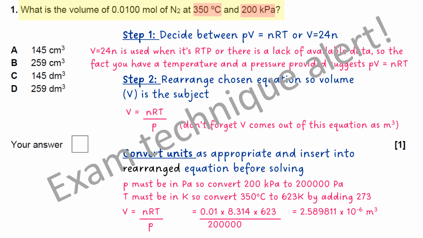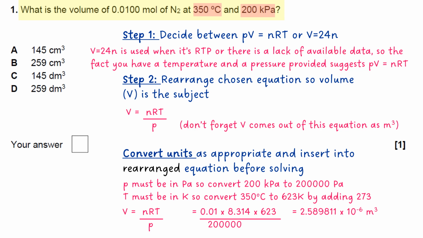Because if we look at 2.589811 times 10 to the minus 6, all that's going to happen is a change in the order of magnitude. In other words, you're going to be multiplying it up by 1,000 or 1,000,000 or whatever to change it into the right units for the answer. So it's not suddenly going to become 145. So this allows us to discard A and C.